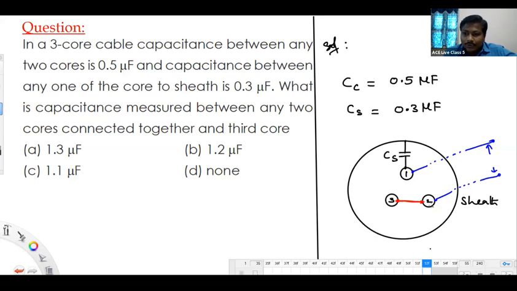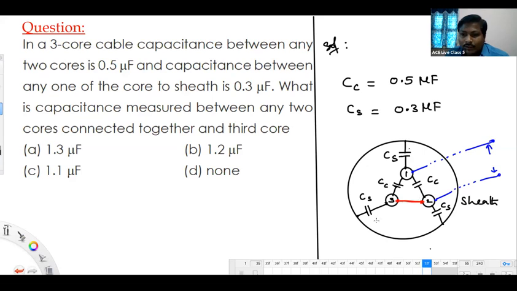Between 2 and 2 sheath also we have some capacitance as CS. 3 and 2 sheath also we have a capacitance of CS. Like this: 1-2 sheath, 2-2 sheath, 3-2 sheath. Between 1 and 2 we have CC. Between 2 and 3 we don't have. Okay. Between 1 and 2 we have a capacitance of CC.